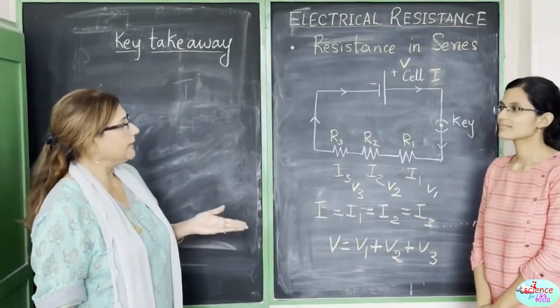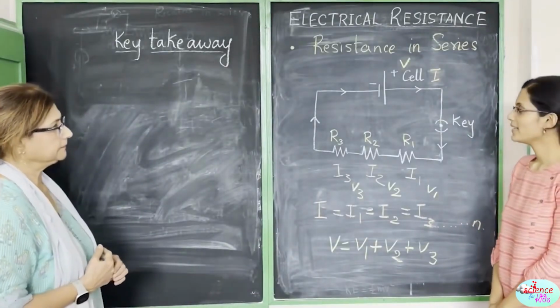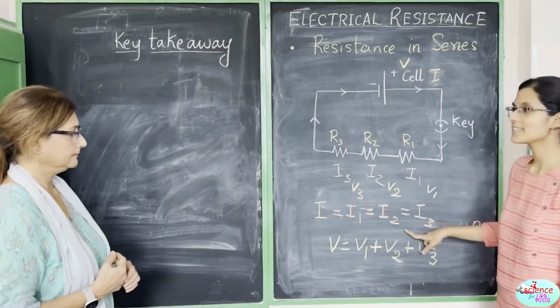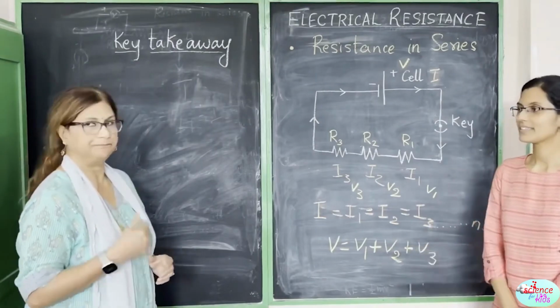So what's the key takeaway from the analogies that we used today? When resistors are connected in series, the current remains the same, but the voltages add up. Right. Great.